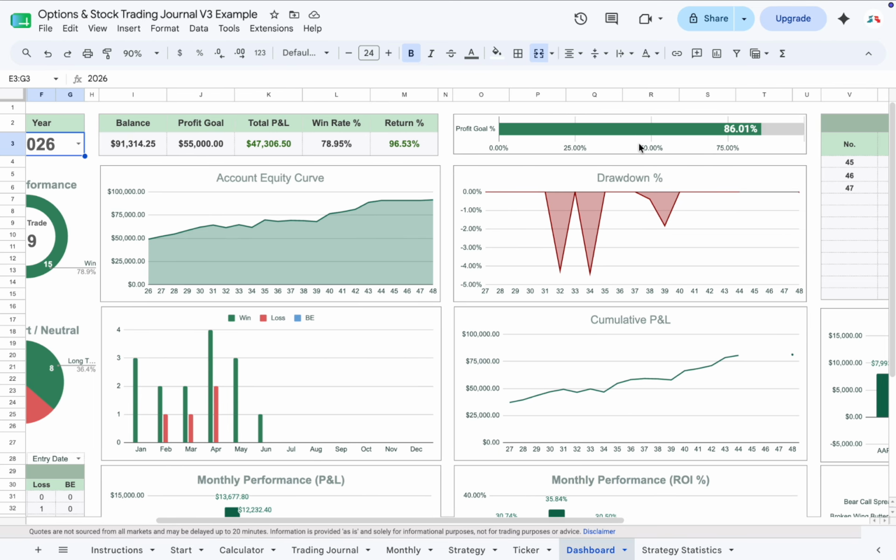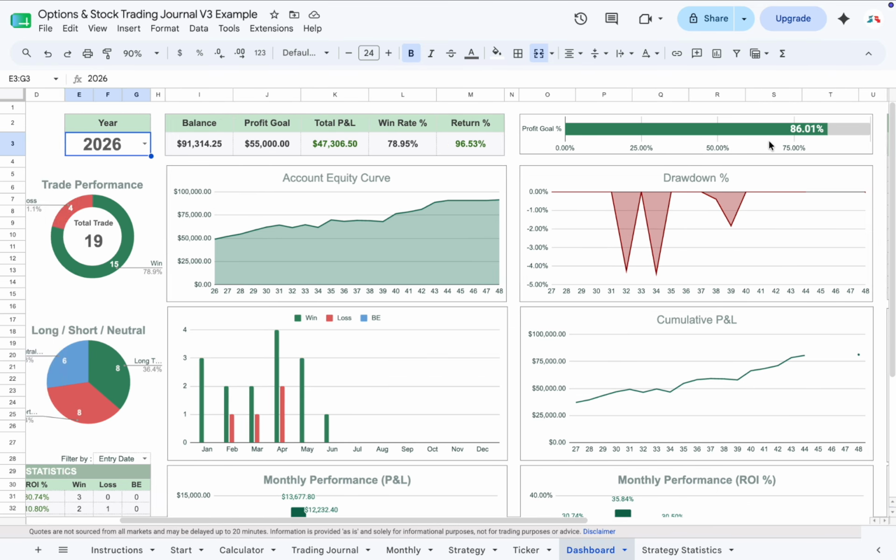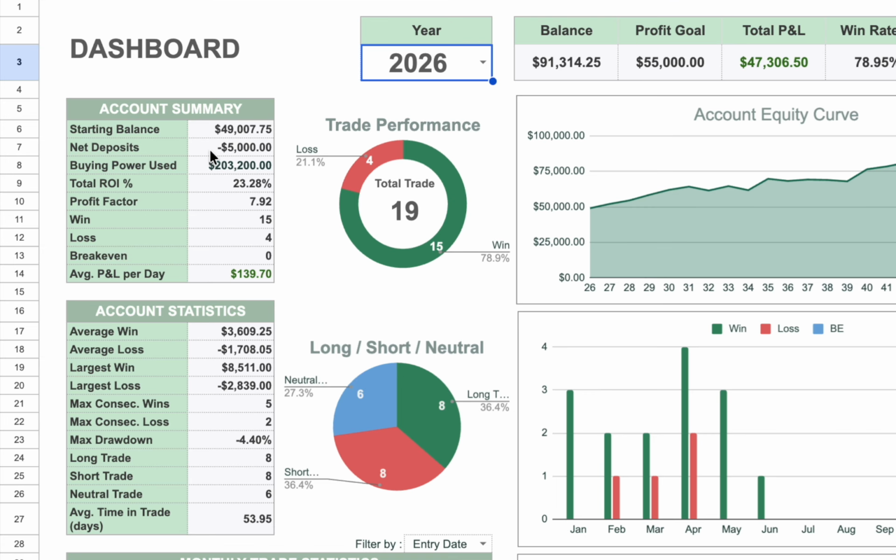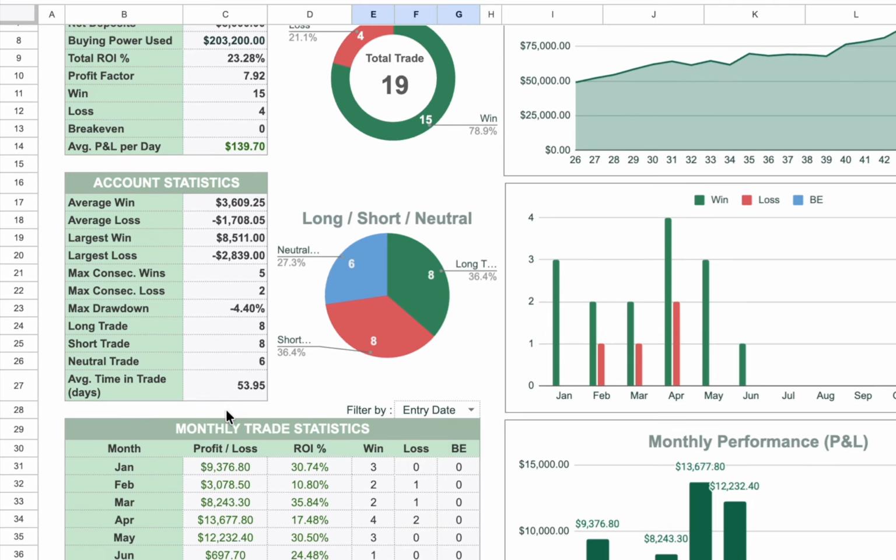The profit goal chart shows how close you are to achieving your annual target. The account summary section displays starting balance, net deposits, buying power used, and profit factor. The account statistics section provides deeper insights including average win and loss, largest win and loss, and maximum drawdown.